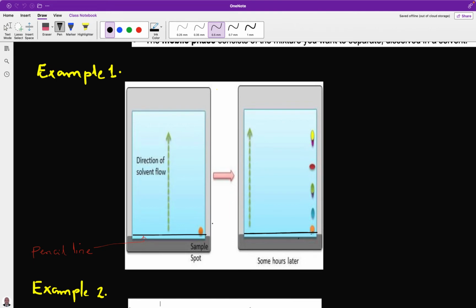Taking, for example, this sample spot here on the line, which is above the solvent. After a period of time, what happens? The solvent will travel up the paper. This is the direction of the flow of the solvent.